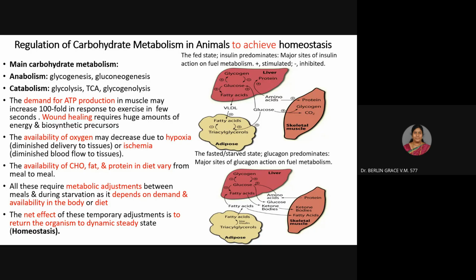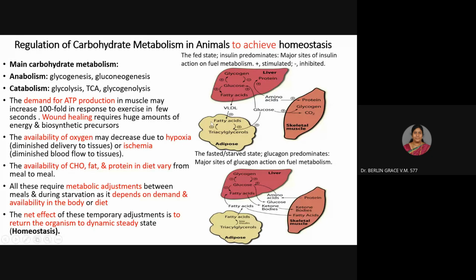So if you look at the image, at fed state, insulin will be predominating. Okay, so the major site of insulin action is on fuel metabolism. Here the plus indicates stimulation, and minus indicates inhibition by insulin. If you look at the fed condition, the plus on glucose to glycogen, that is glycogen storage, will be high. Okay, so that is stimulated by the insulin, indicated by plus.